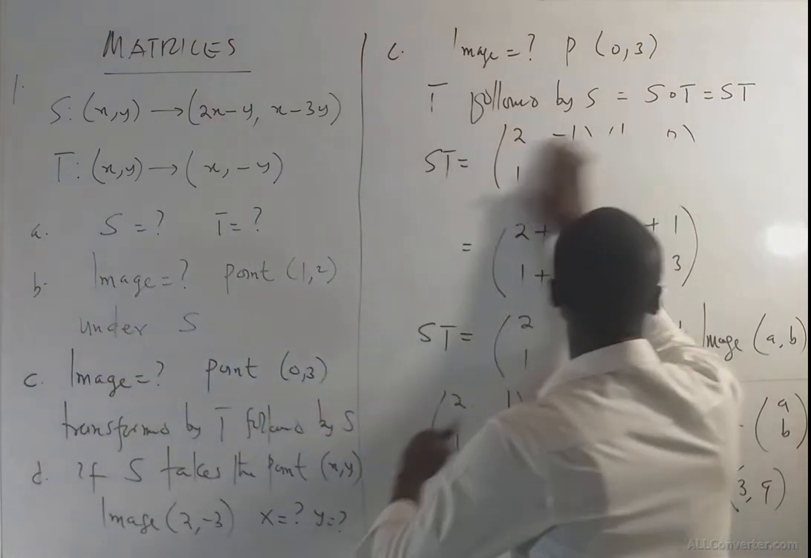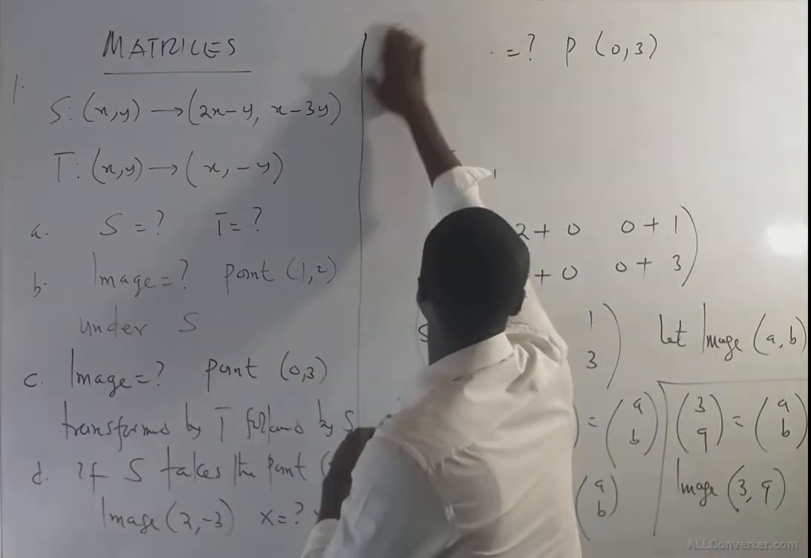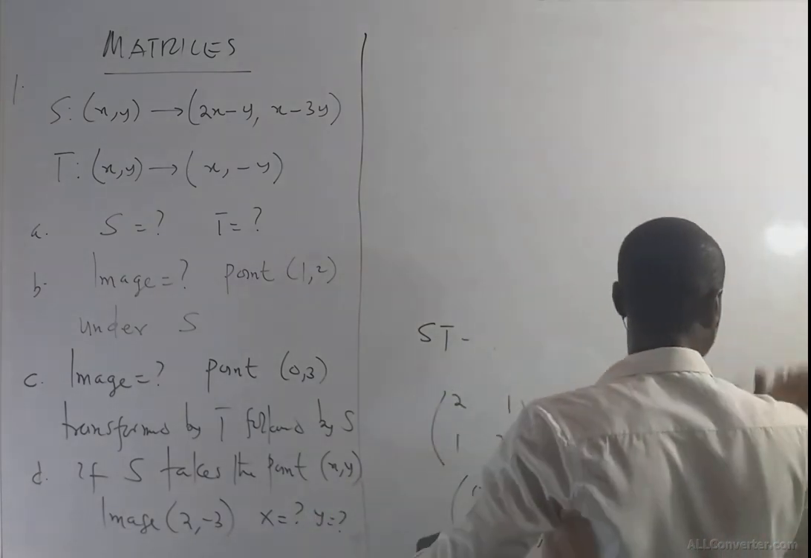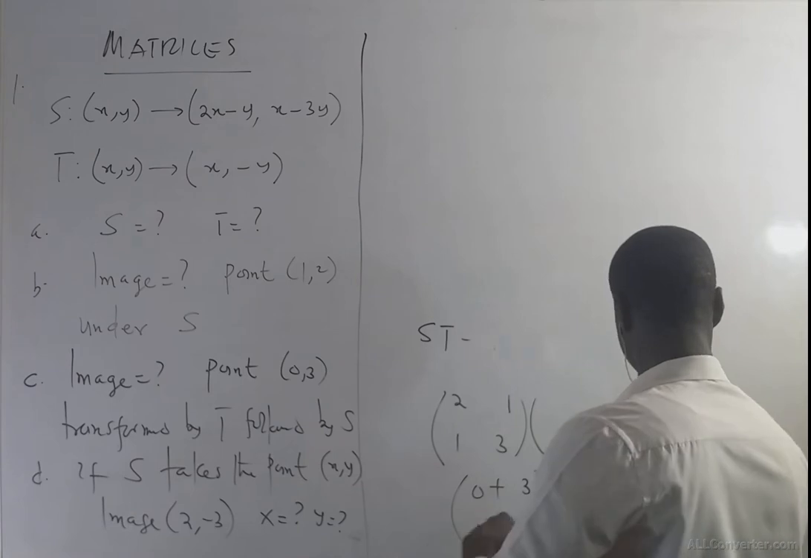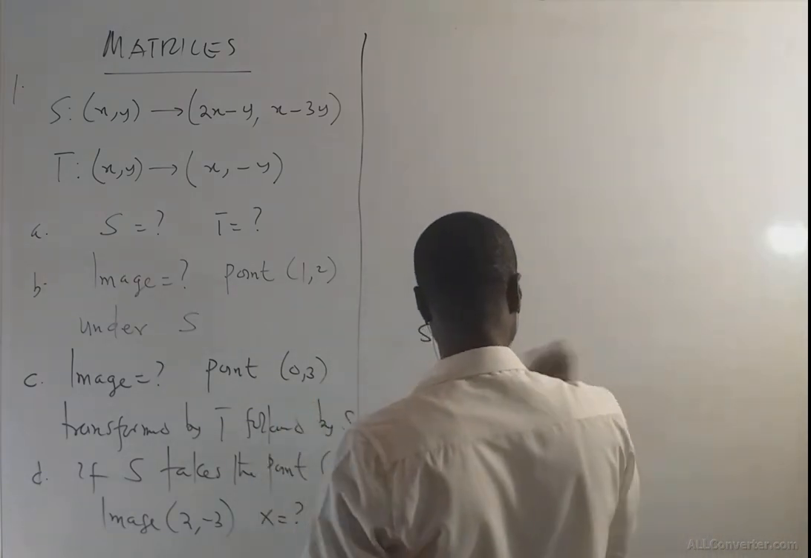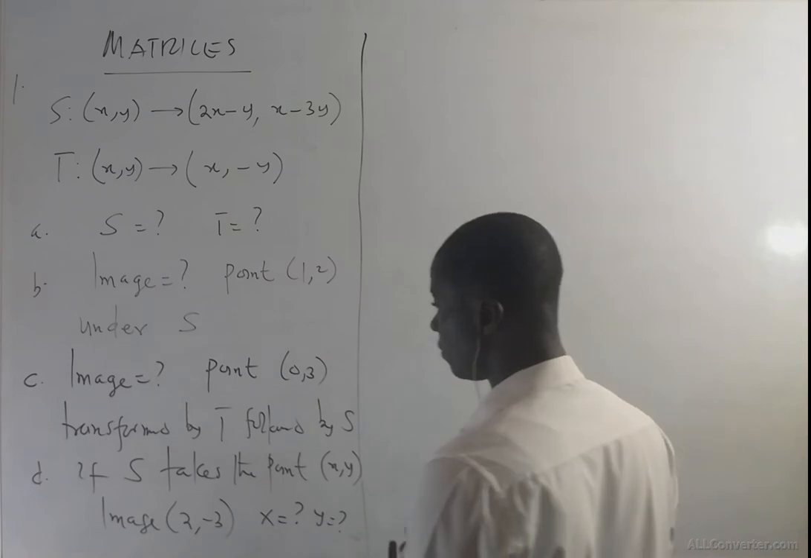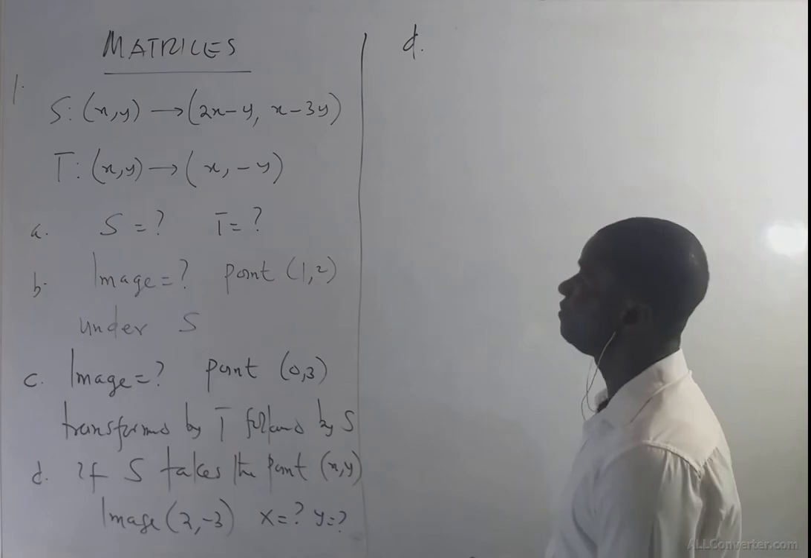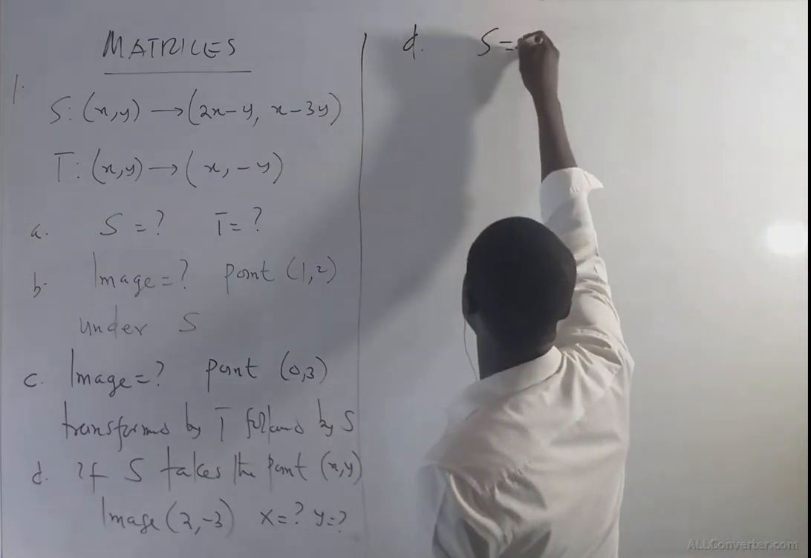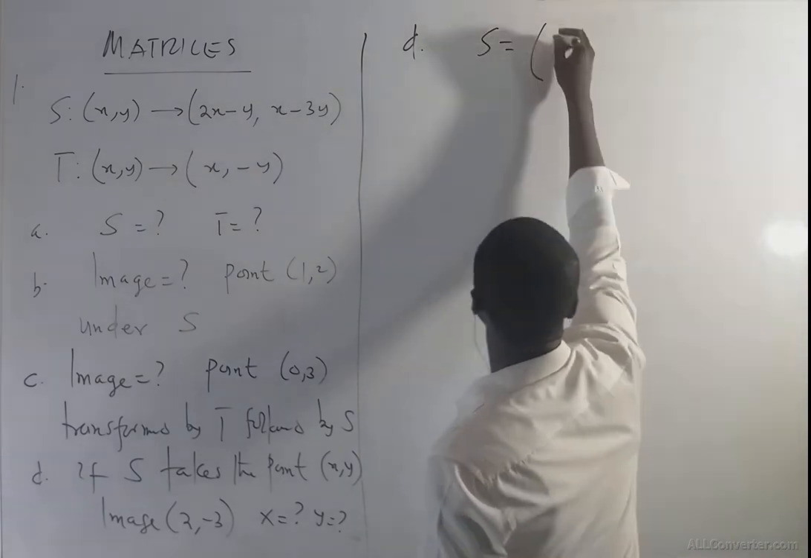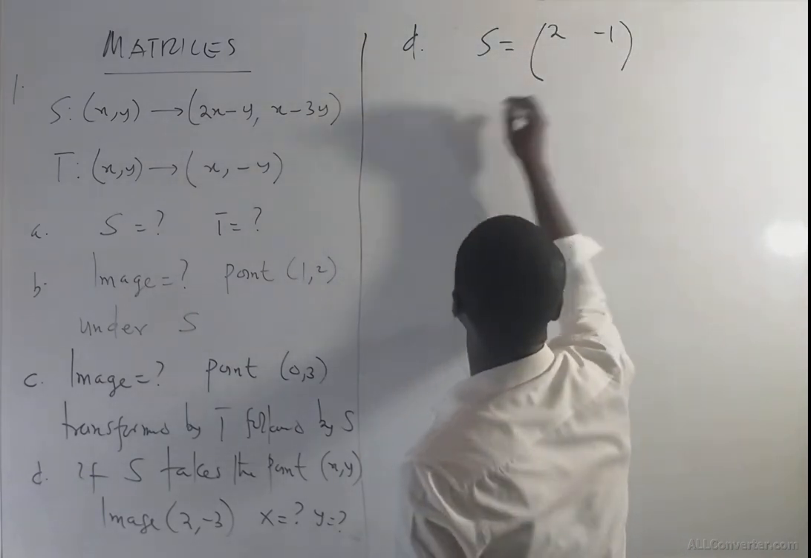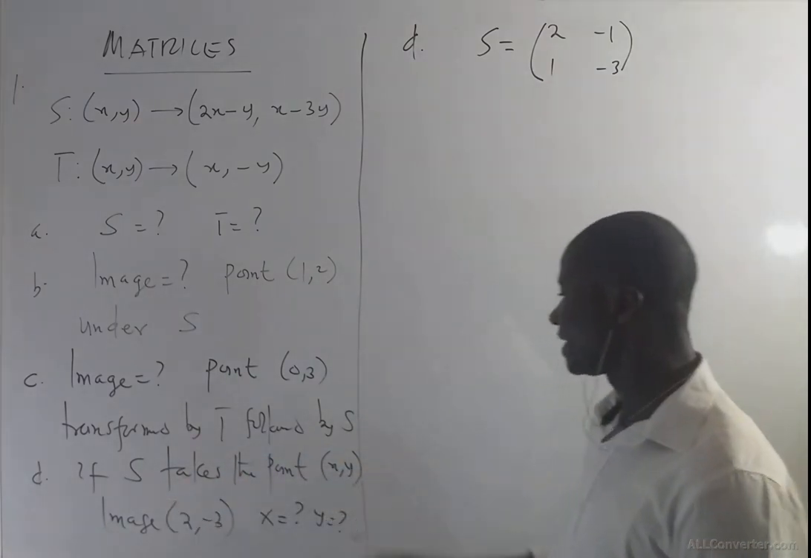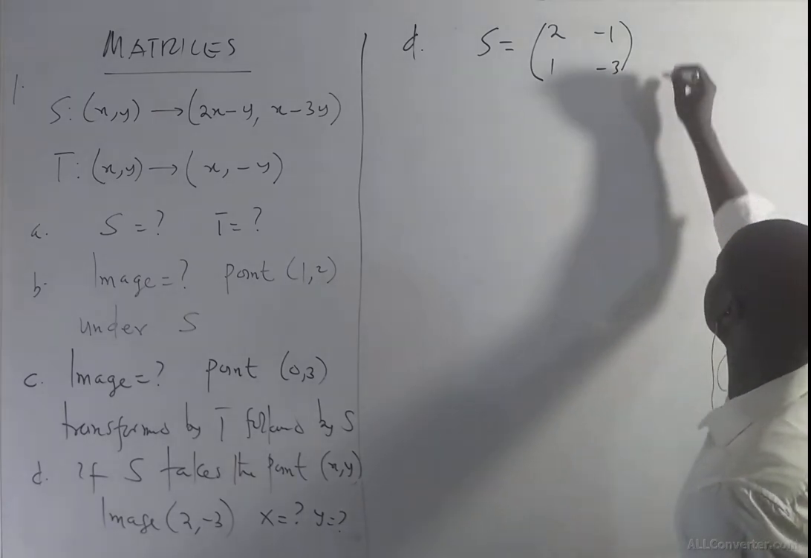Now I want to get this off so that I will be able to solve the last part. That's the D part of the question. Okay, so now I want to solve the D part of the question. With the D part, if S takes the point, it means that still we need the matrix S: [2, -1; 1, -3]. That's the matrix S.